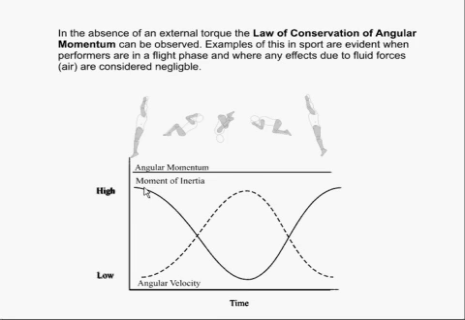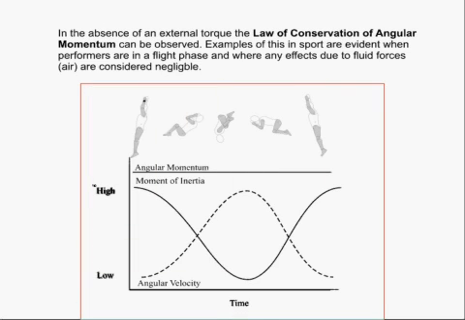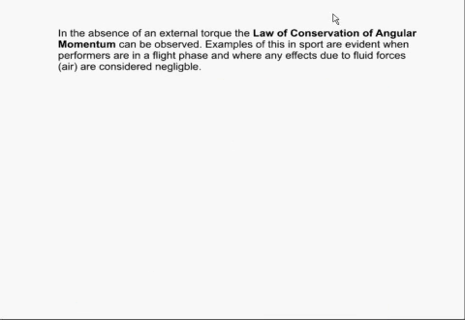So as the gymnast varies their resistance factor, so high, low, high, there's a corresponding change in rotational speed. So high moment of inertia, low angular velocity, low moment of inertia, high angular velocity, and all the time the angular momentum remains constant. And we can actually see this represented in a well-known equation.